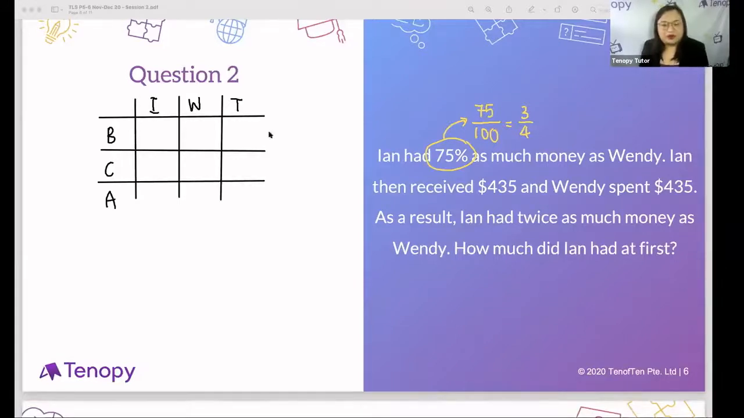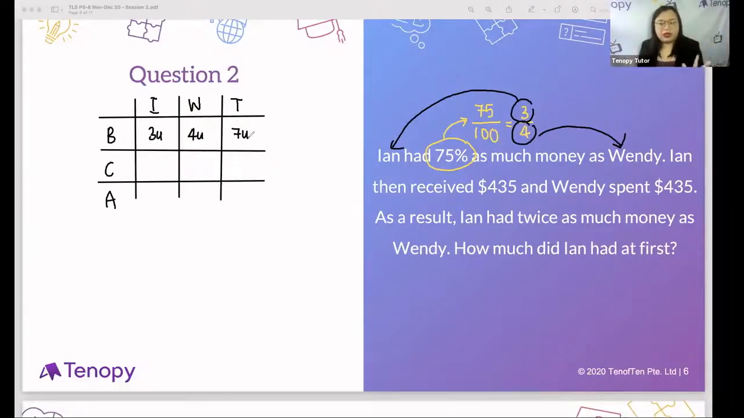Now let's read the table. So Ian, first name, so 3 goes to Ian. Denominator goes to the last term. So Ian, 3 units. Wendy, 4 units. Total, 7 units. We're just adding. Very simple work. Second part, they say Ian received. When you receive money, it is plus $435. Wendy spent, so minus 435.